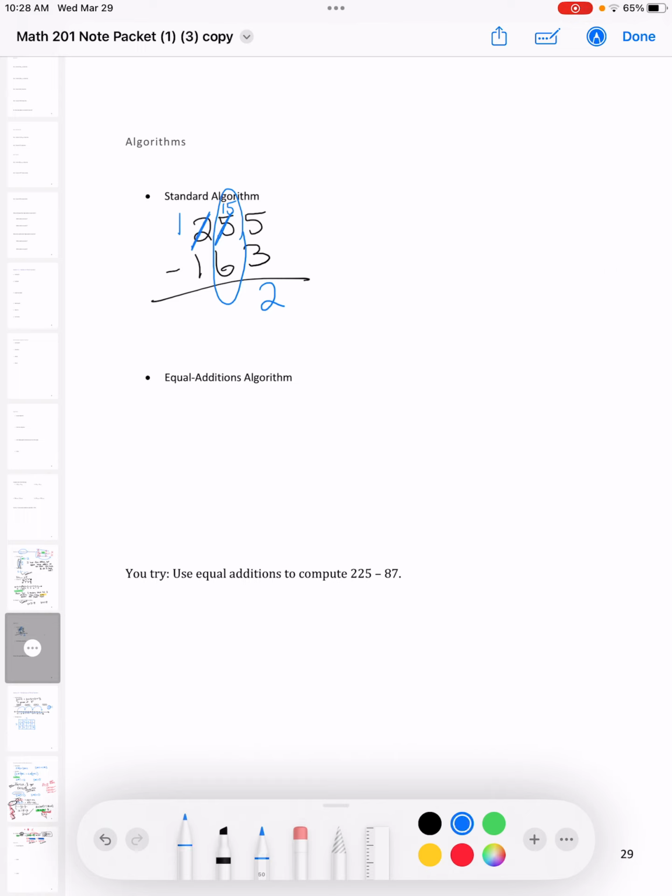All right, so now I can do 15 minus 6, and 15 minus 6 is 9. And then last in the 100 spot, 1 minus 1 is 0. You could put a 0, you don't have to. And I'm going to get an answer of 92.